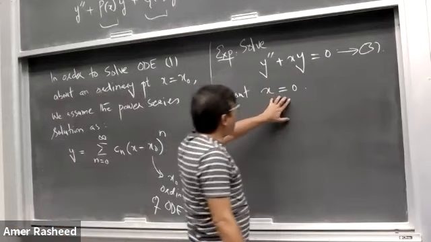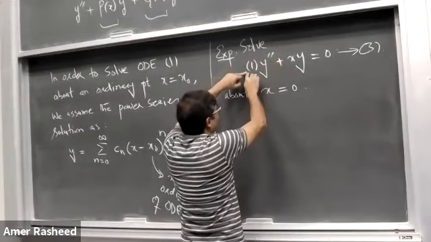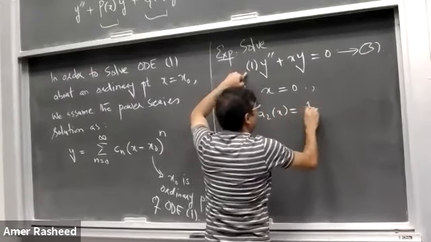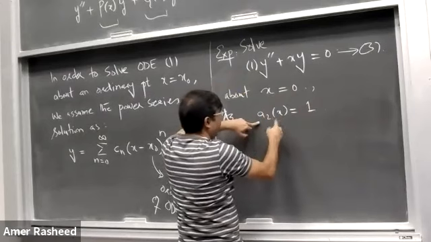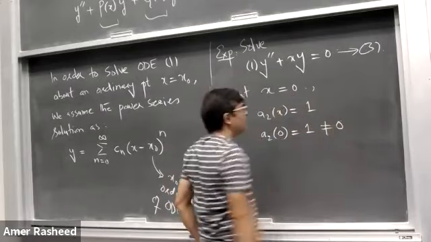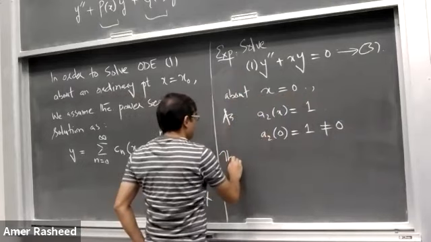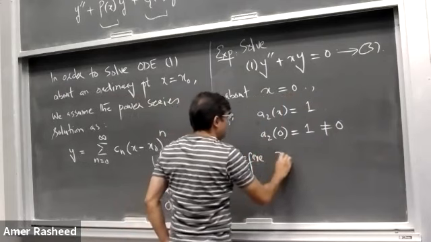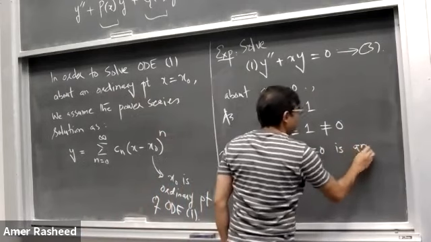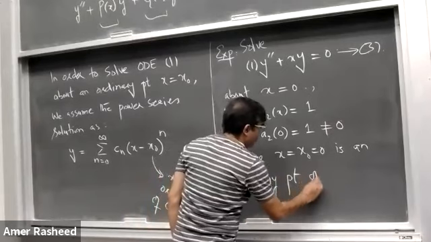So what is this point? This is an ordinary point, because what is the coefficient of y double dash? The coefficient of y double dash is a2 of x, which is 1. If you put x equal to 0, a2 of 0 is equal to 1, because a constant function is never 0. Therefore x naught, which is 0, is an ordinary point of ODE 3.